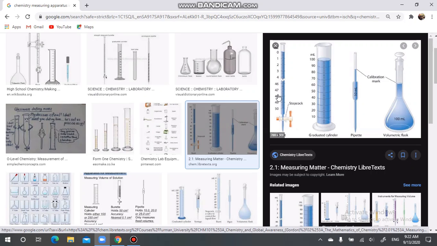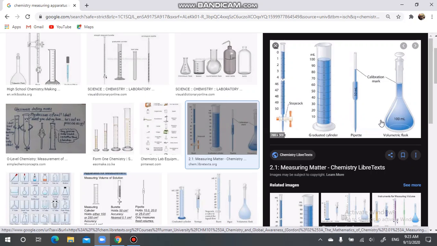So to measure the volume of a liquid, we can use a graduated cylinder or measuring cylinder. We can use a pipette. We can also use a burette. We used a burette before in titration, the reaction between acid and alkali. This is called a burette. You have to keep the name of the instrument, okay?